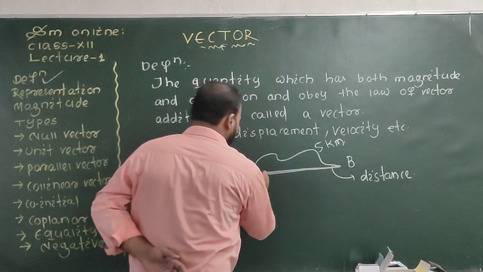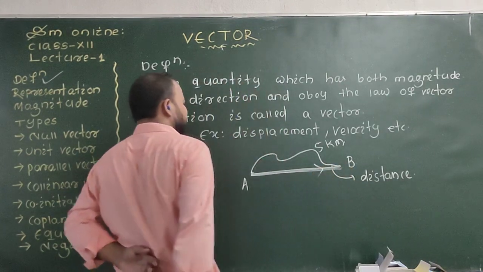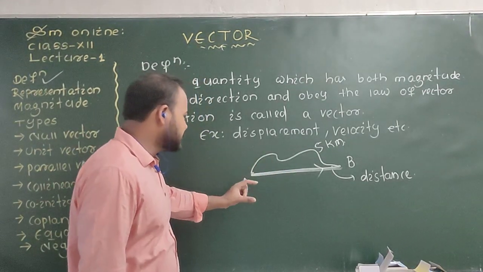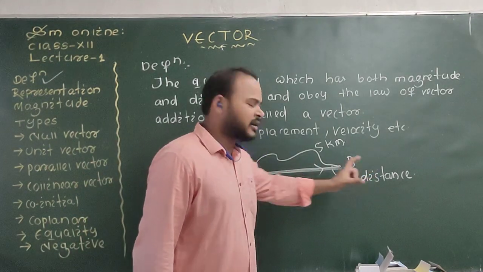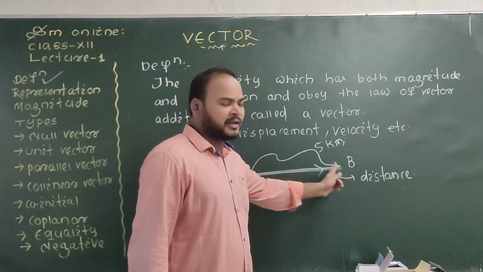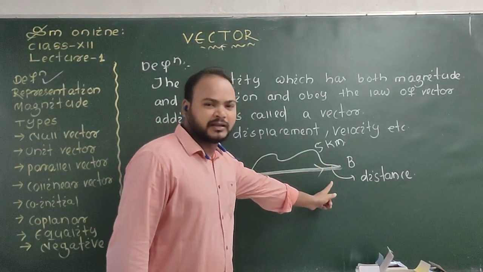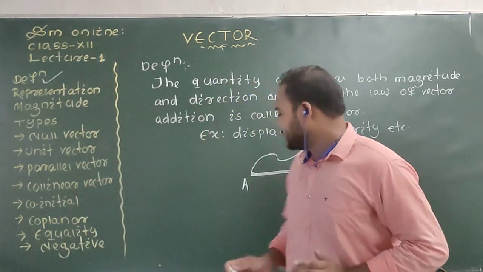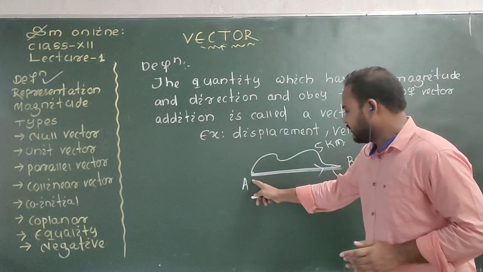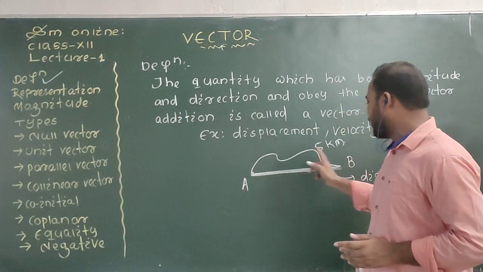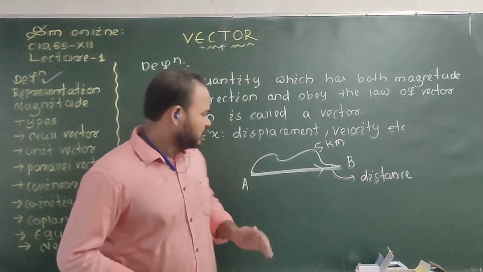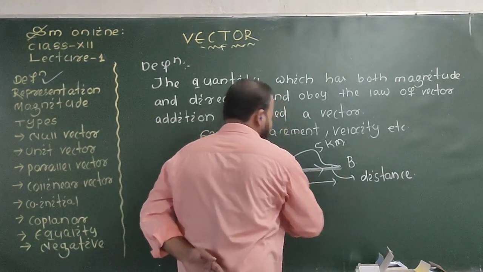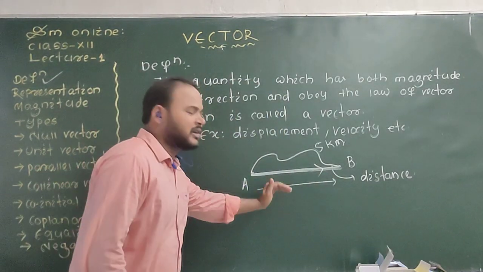If I join vector A and vector B, then a specific direction is given out. That means a straight line is joined to vector A and vector B, and it is the shortest distance between the points A and B. So it has a specific direction in a straight line. So it is called a vector.